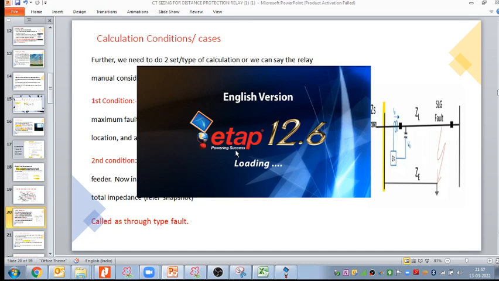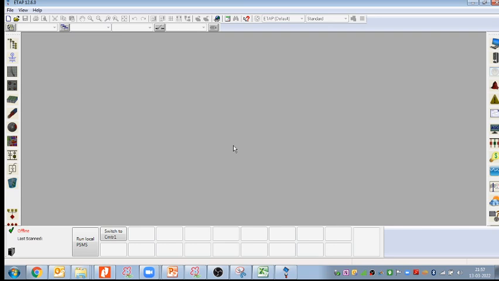Yeah, correct, Sivam. Outside the protected zone, we call it the through fault current. Correct. Yes, your statement is very valid.